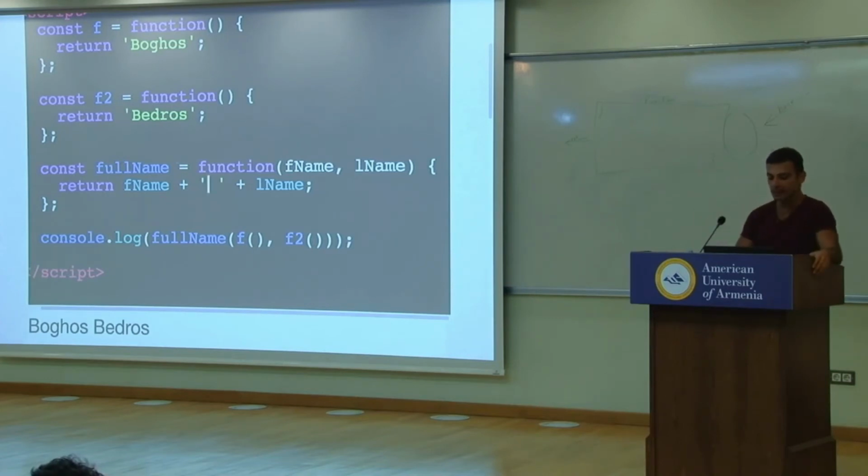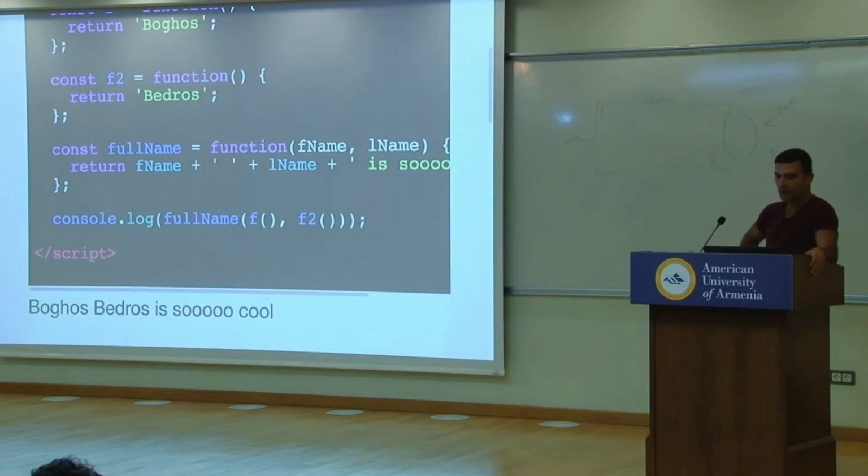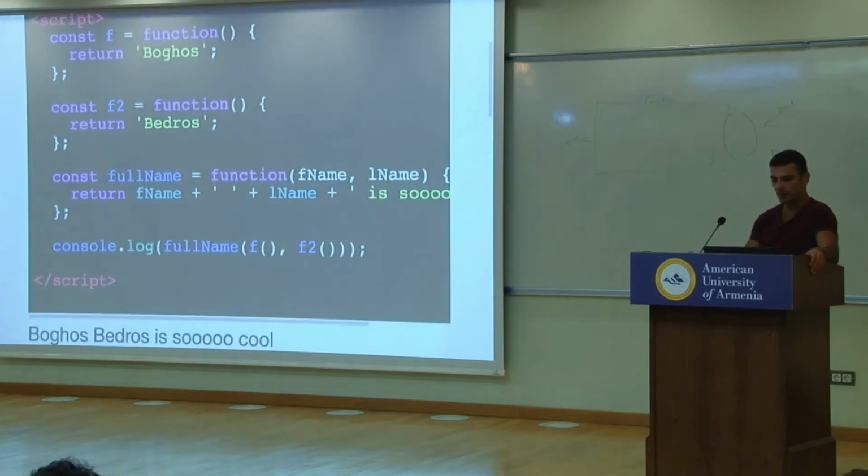So it concatenates fname with an empty text, and then that result is concatenated with lname, and the result is bedros space boros. Let's concatenate that with is so cool. Now we get bedros boros, boros bedros is so cool. Okay. Again, by the way, notice how I've called this function with the result of calling this function and the result of calling that function. Let's do some more interesting things.